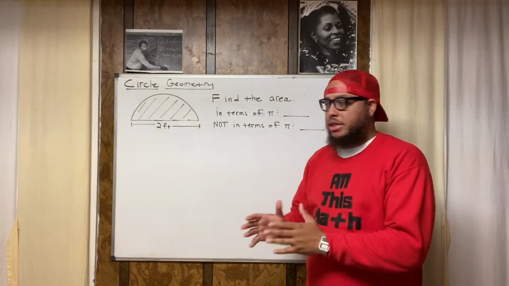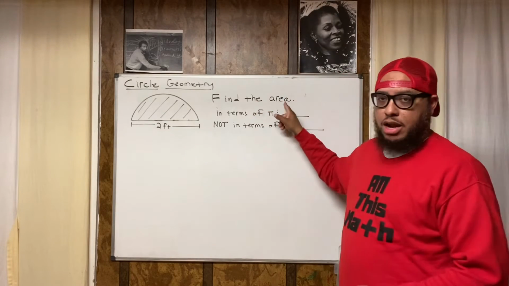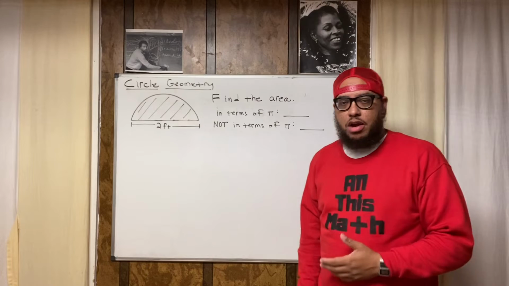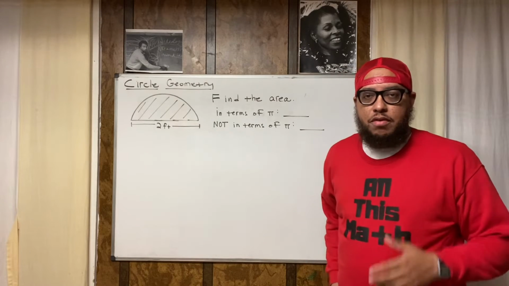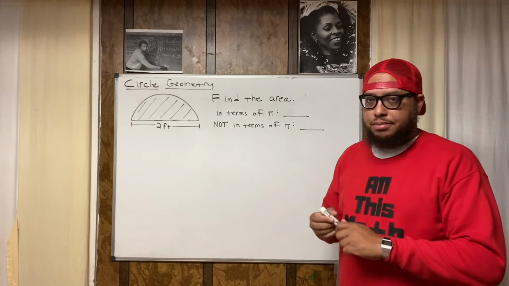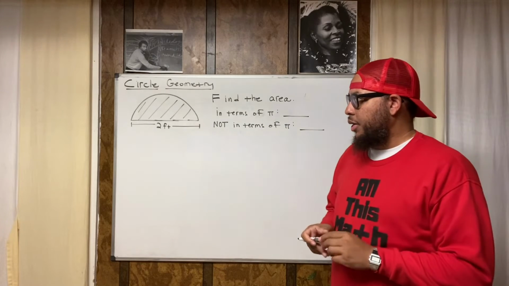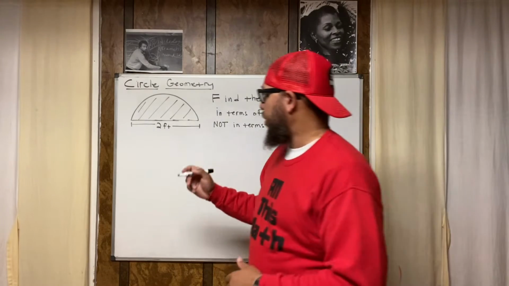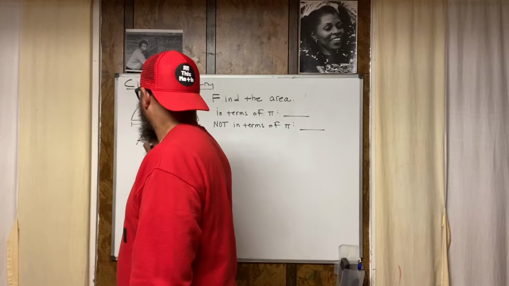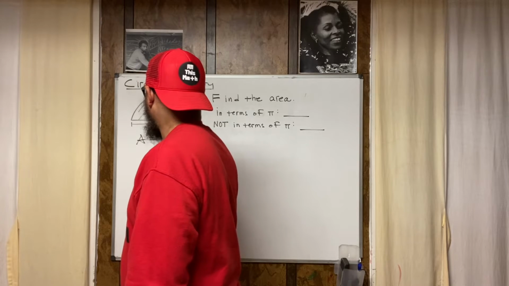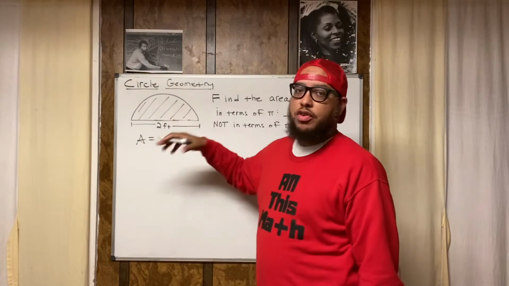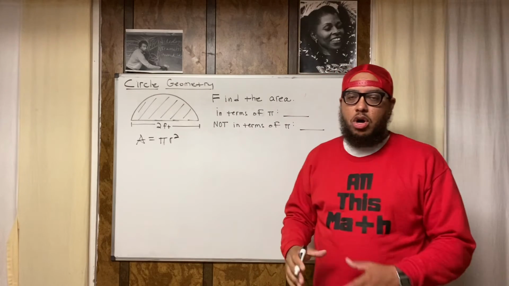But anyway, this is how we actually do the problem. If you want to find the area, we first start out with our formula for area. Our formula for area of a circle is pi r squared. Let me just write that down. Area equals pi times the radius squared. This will be the formula for the area of an entire circle, a whole circle.